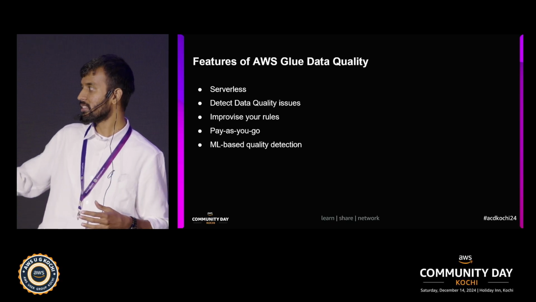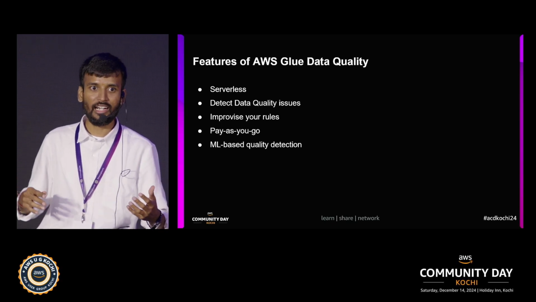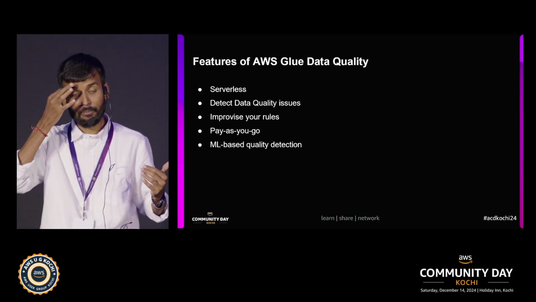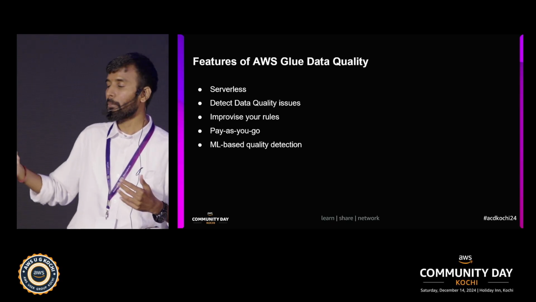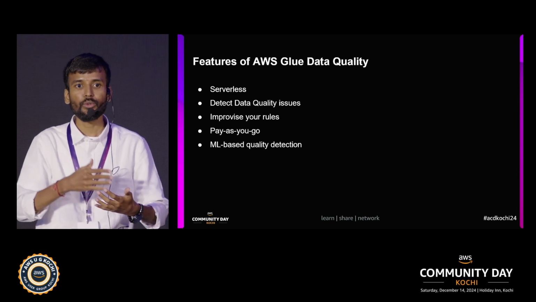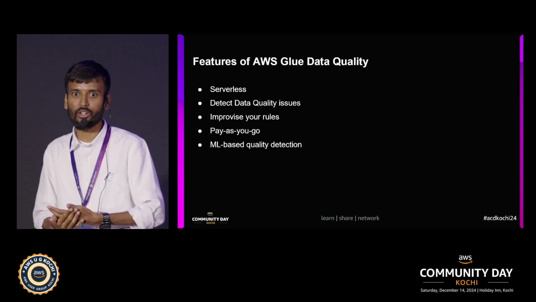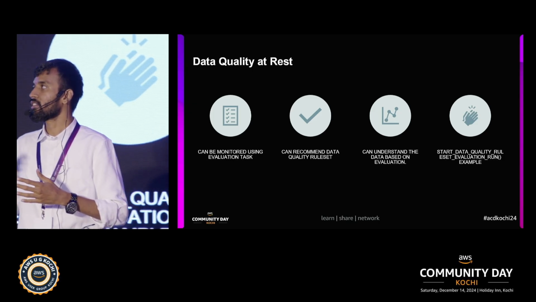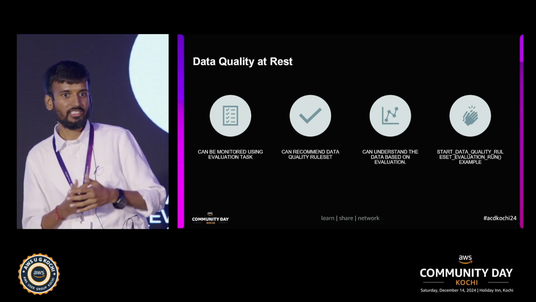And as we discussed, this is an ML based quality detection. Analyzer and observation are the key terminologies which we discussed in the previous slide, which is a kind of ML based quality detection. Even if we are applying the rules, in the back end it will be using an ML algorithm. And yeah, now starting with the first thing, data quality at rest.